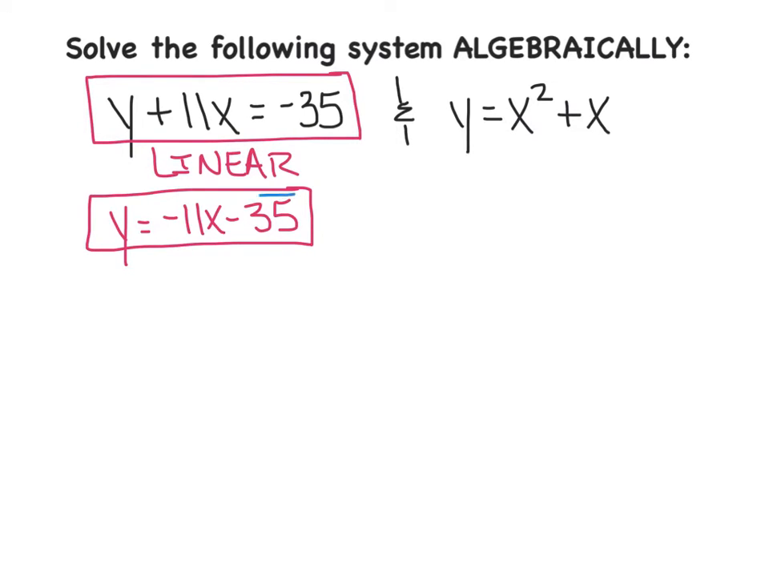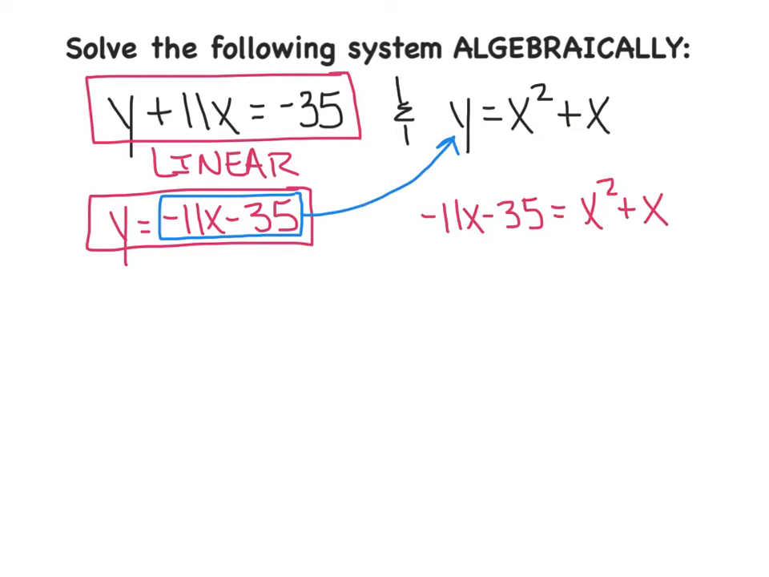I'm going to take this expression, negative 11x minus 35, and substitute it into the quadratic equation over here. And that's going to give me negative 11x minus 35 equals x squared plus x. Now I think we're in the clear. We're just going to solve this quadratic like we would.